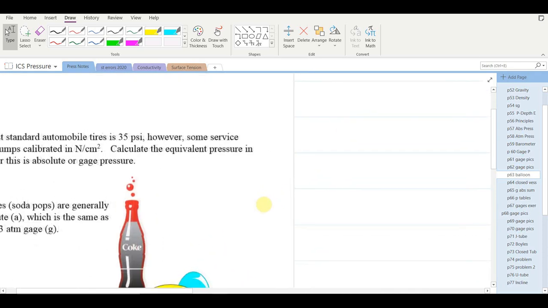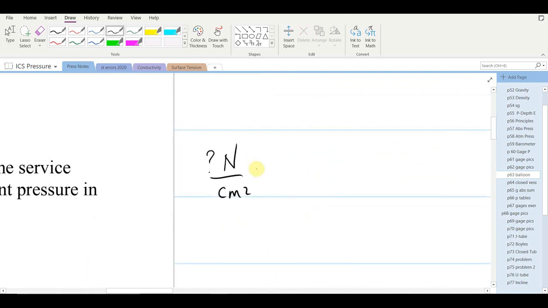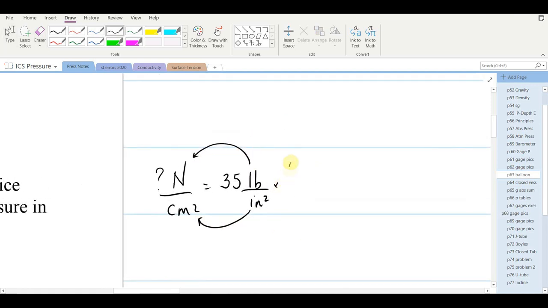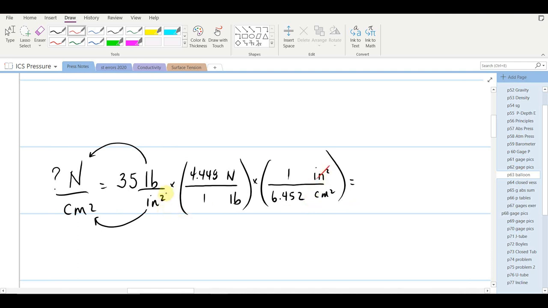That's the idea. So 35 psi, how many newtons per square centimeter is 35 pounds per square inch? Here's another unit of pressure. We can convert from pounds to newtons and from square inches to square centimeters. We'll cancel out pounds and go to newtons. 1 pound is 4.448 newtons. We can convert from per square inches to per square centimeters. We saw previously that 1 square inch is 6.452 square centimeters. Square inches cancel, pounds cancel. Our unit is newtons per square centimeter. The answer is 24.1 newtons per square centimeter.